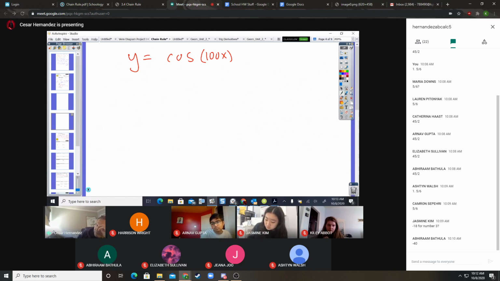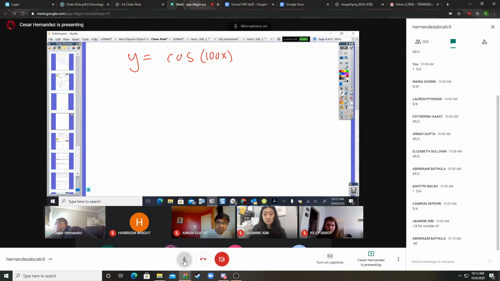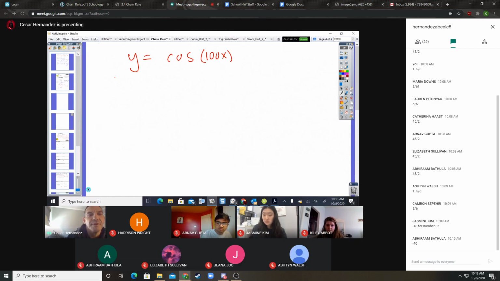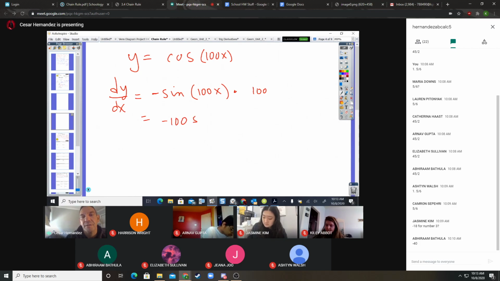So what is the outside function, anybody? Yeah, so now I take the derivative of the outside function. I'm going to write dy over dx. So the derivative of cosine, you hopefully have these memorized, is negative sine. You keep the inside part the same. And then you multiply by the derivative of the inside function. So my answer would be negative 100 sine of 100x.